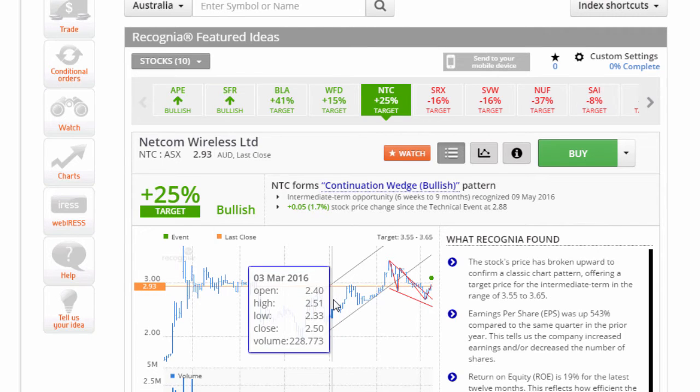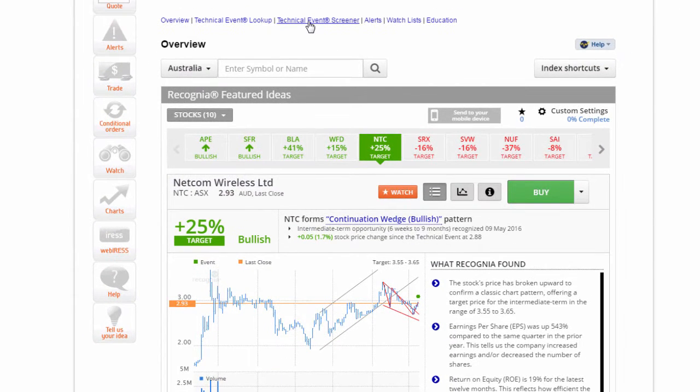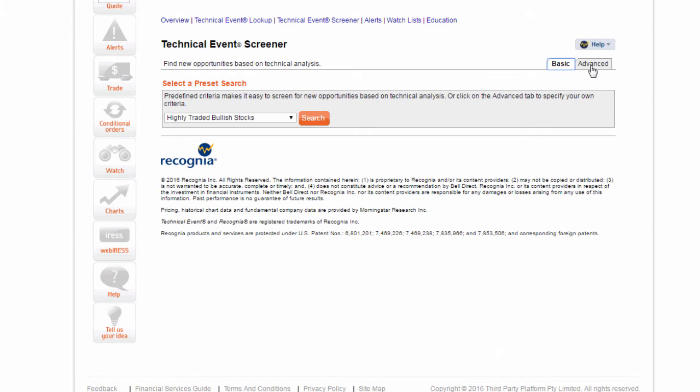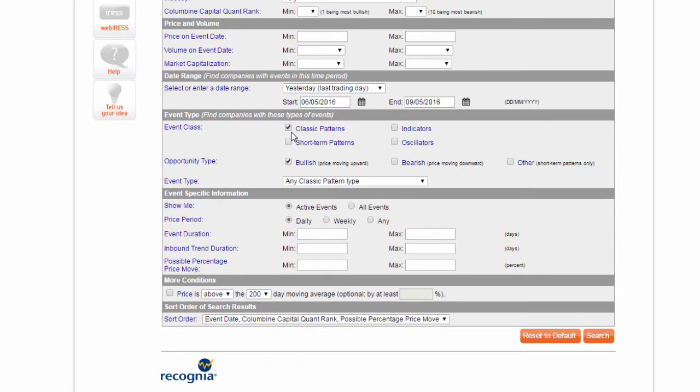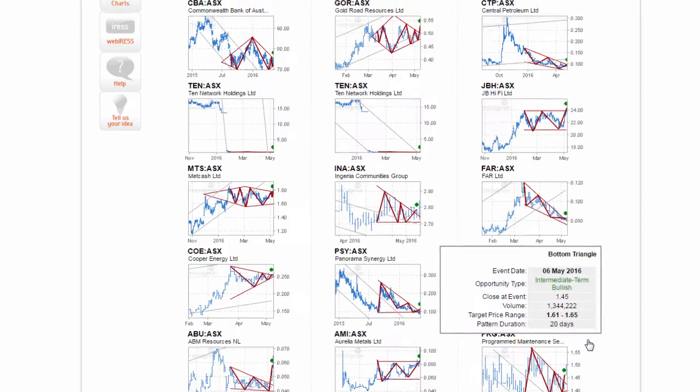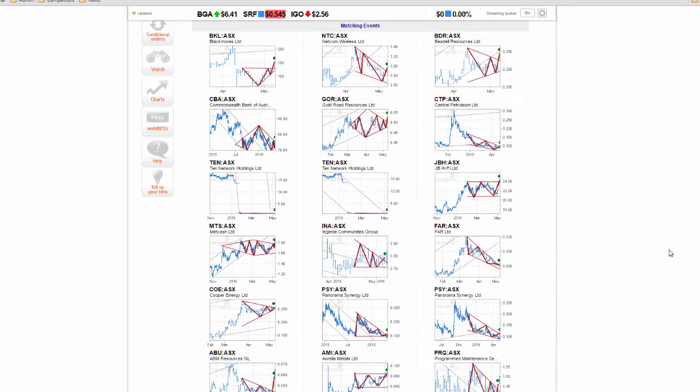But the quickest way to look for patterns such as that is under the screener. And we're going to go under Advanced. And let's just go with Classic Bullish Patterns. That basically see what we've got. So I just chose the defaults. So what are we getting here? We've got a number of patterns.